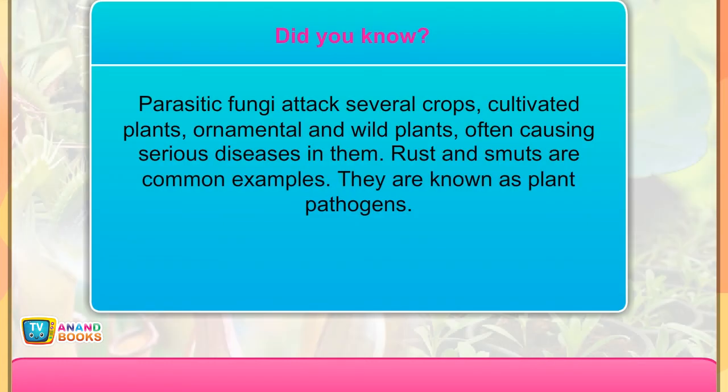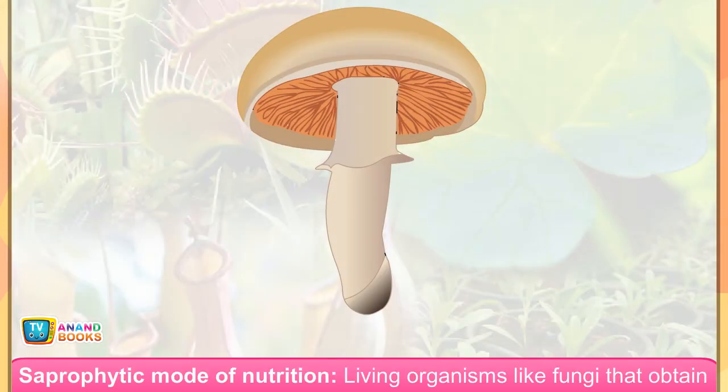Did you know parasitic fungi attack several crops, cultivated plants, ornamental and wild plants, often causing serious diseases in them? Rust and smuts are common examples. They are known as plant pathogens.